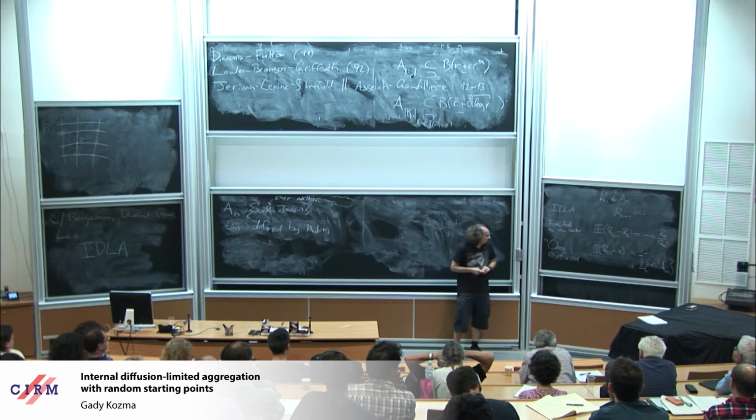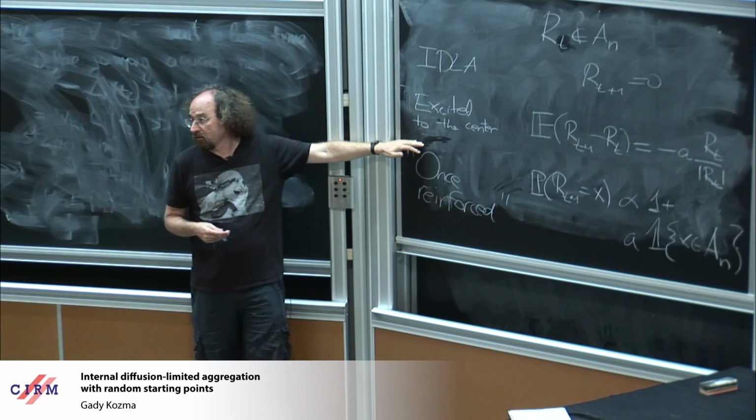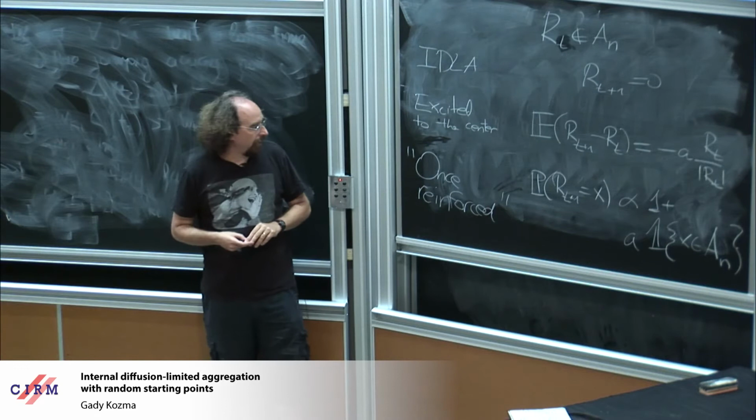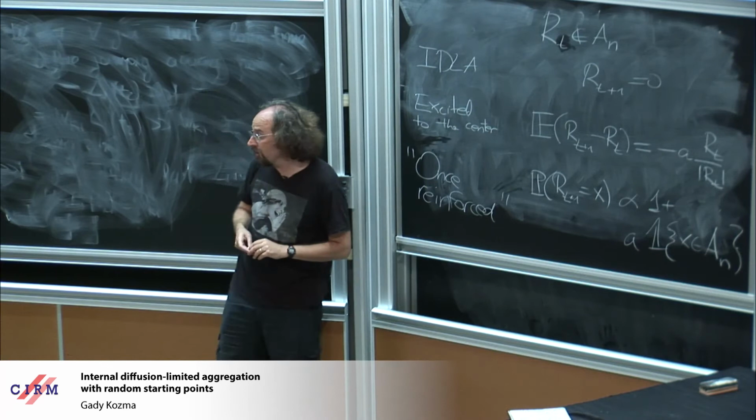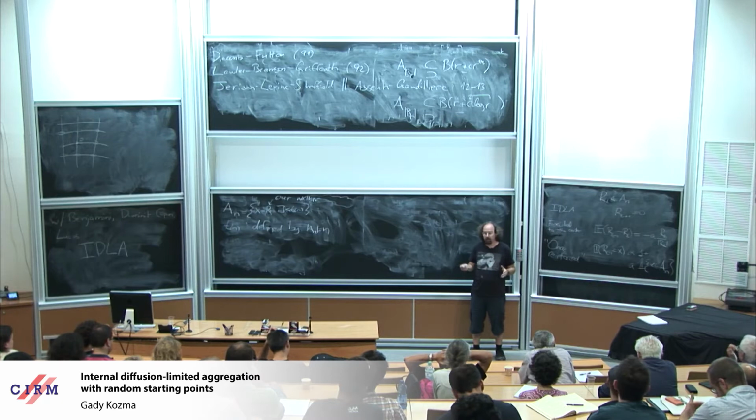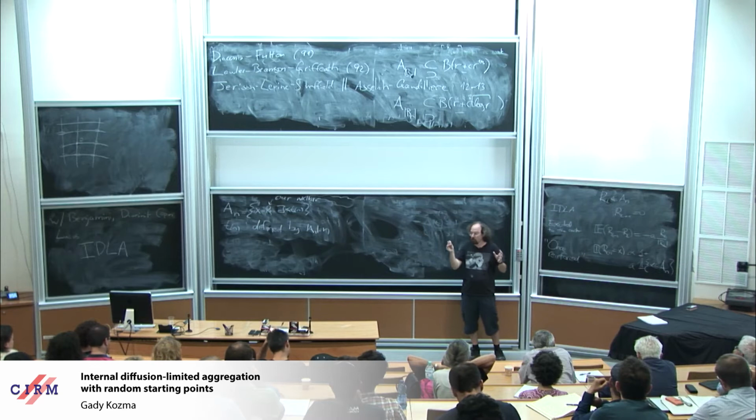So what do we know about these models? Well, here there are some unsubstantiated claims that this model is recurrent in all dimensions. But no shape theorem, not even in a rough form. So nobody can even claim that they can show that the set of visited sites has the right order of size. Here the situation is even worse.